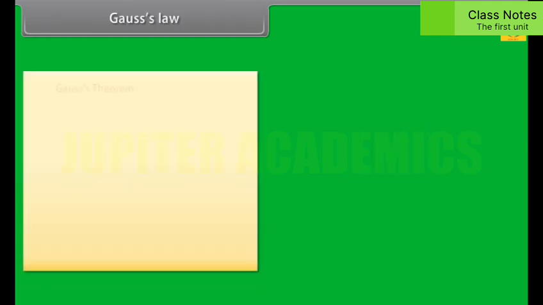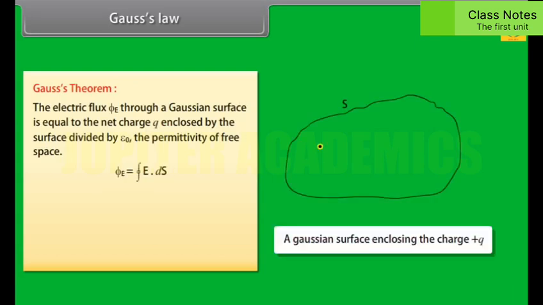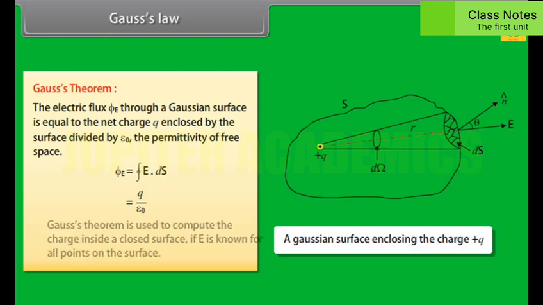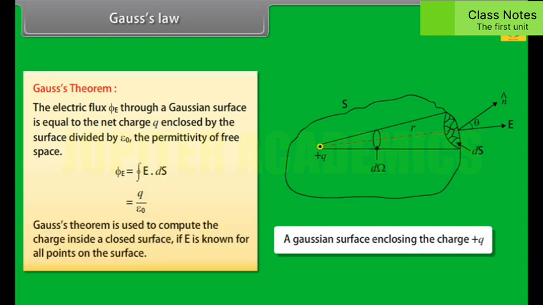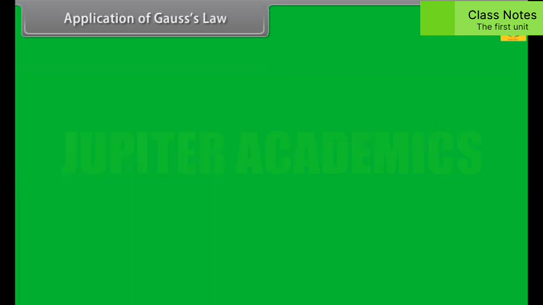Gauss's law. Gauss's theorem: the electric flux phi E through a Gaussian surface is equal to the net charge q enclosed by the surface divided by epsilon naught, the permittivity of free space. Gauss's theorem is used to compute the charge inside a closed surface if E is known for all points on the surface. Application of Gauss's law.